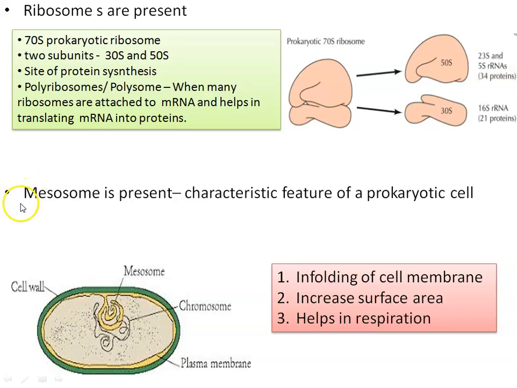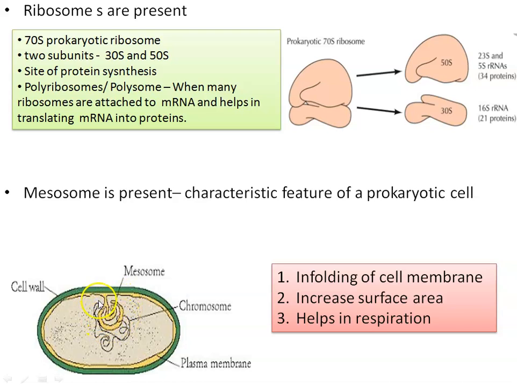The next part, which is present in prokaryotes and is one of the characteristic features of a prokaryotic cell, is called the mesosome. As you can see, this is the cell membrane, the outer wall is the cell wall, and there is an infolding, an extension in the cell membrane, which is called the mesosome. As you know, prokaryotes do not have well-defined cell organelles like endoplasmic reticulum or mitochondria. So in the absence of those, the processes of transportation and respiration in prokaryotes are done by the cell organelle called the mesosome.